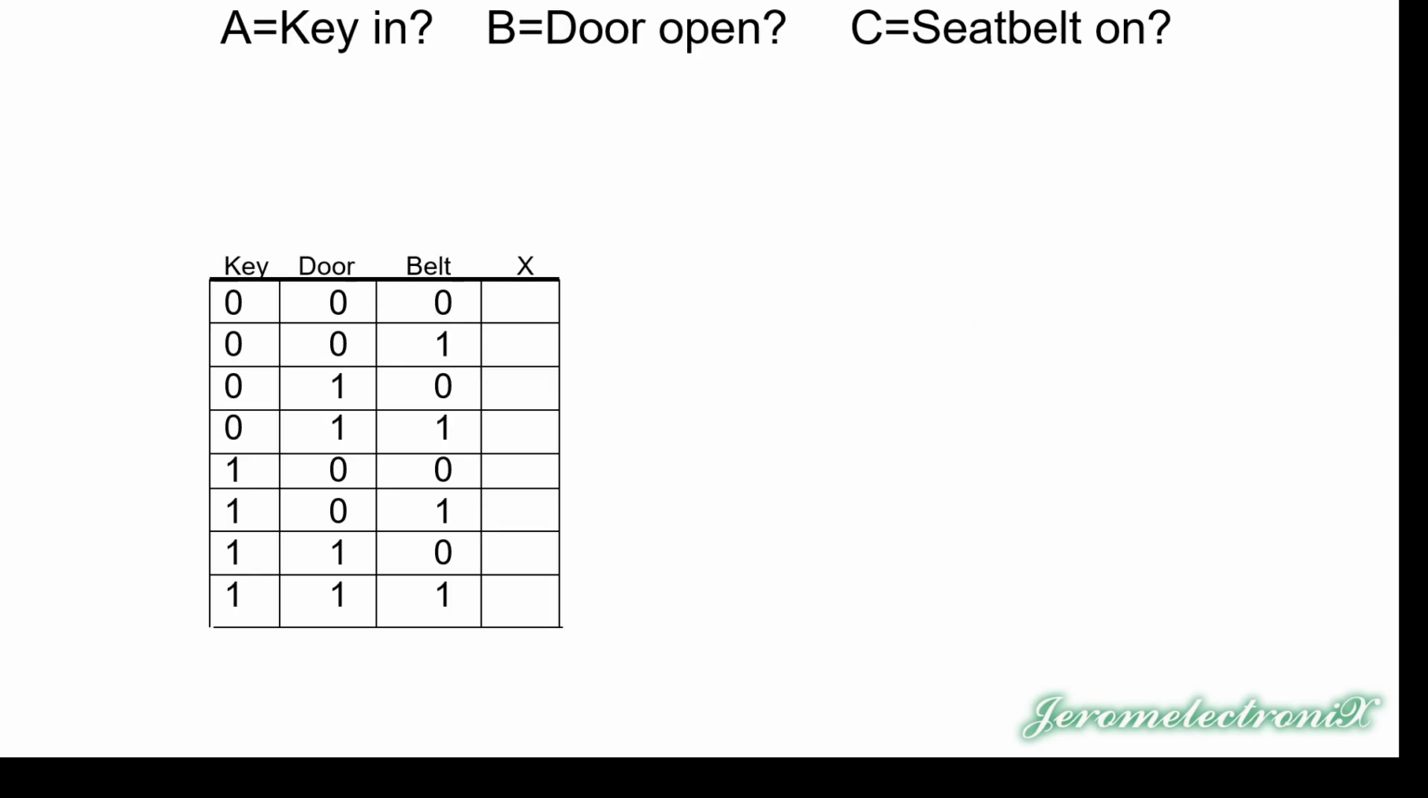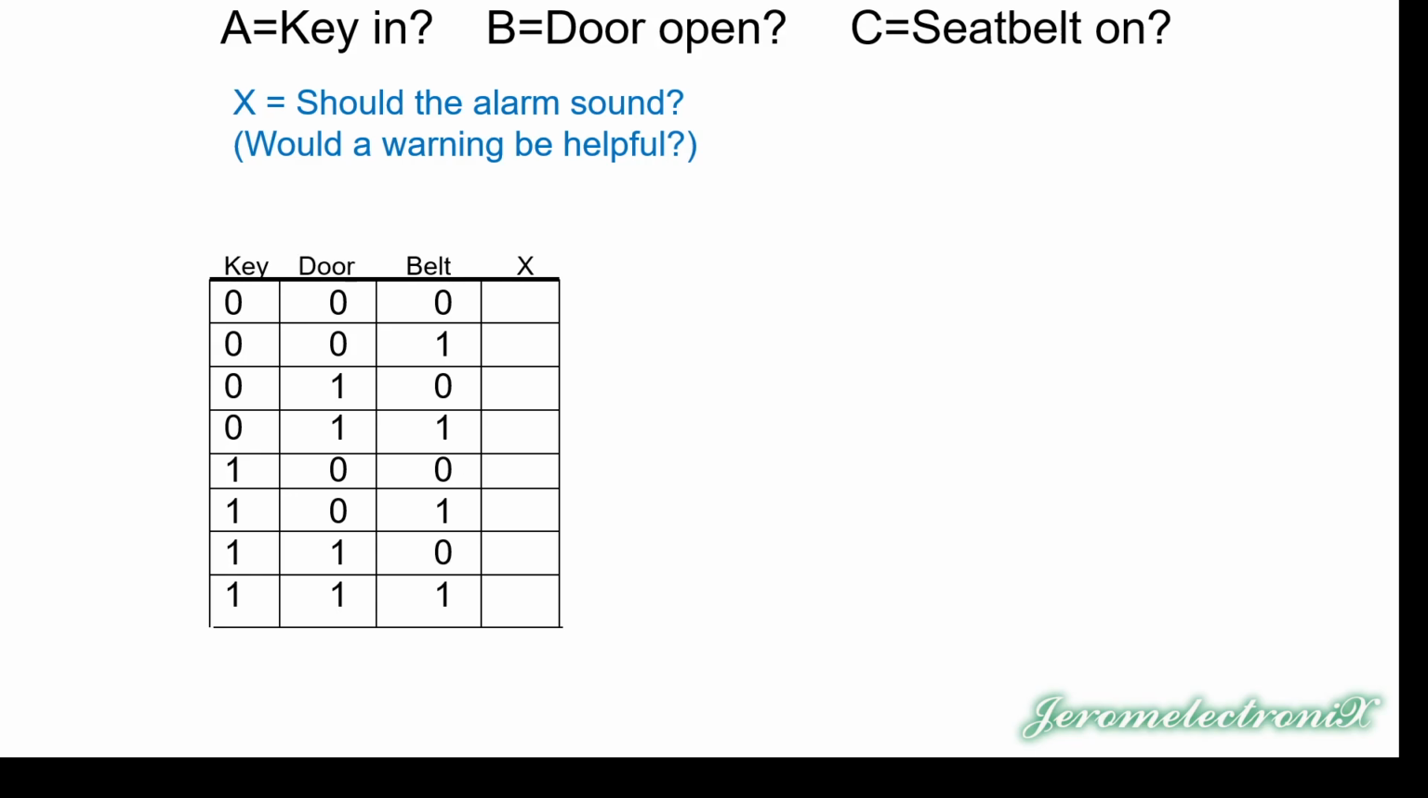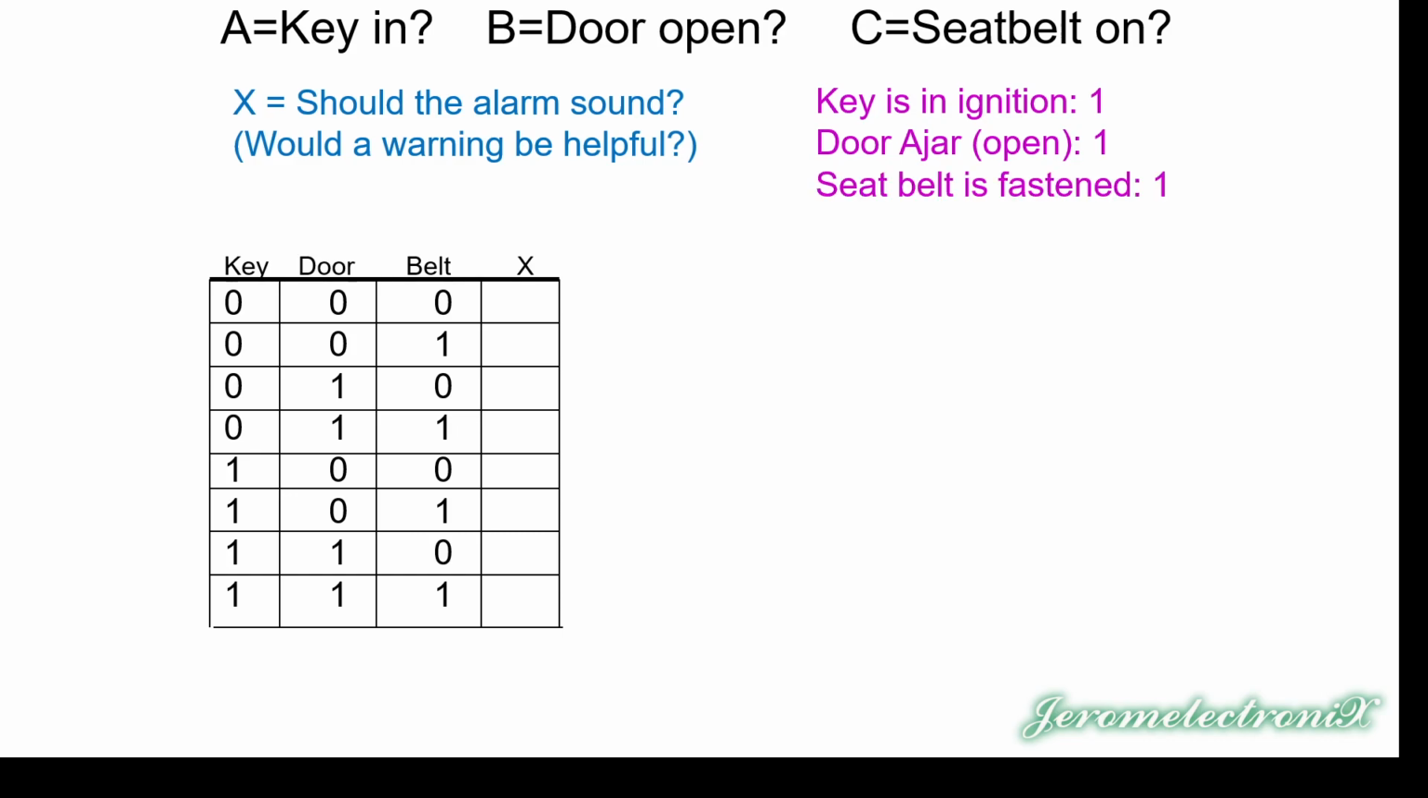Okay, and you have a copy of this worksheet, and what we're going to try to do is decide when the alarm should sound. When would an alarm warning be helpful? So we kind of have to decide what each switch response means. So in this case, we're going to decide that a 1 means the key is in the ignition, a 1 means the door is ajar, and a 1 means the seatbelt is fastened.